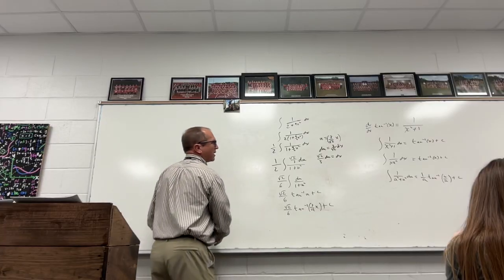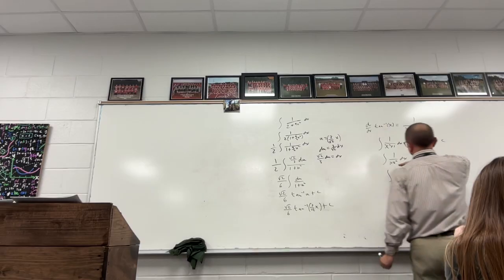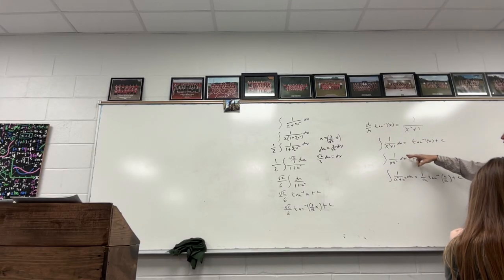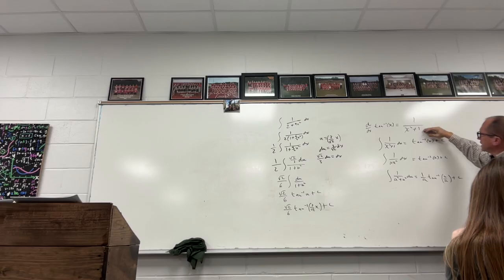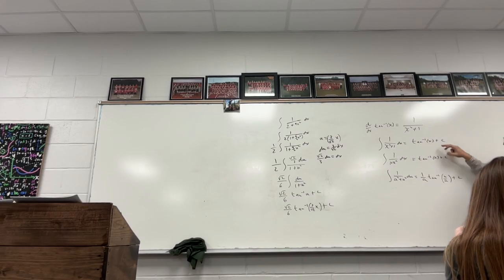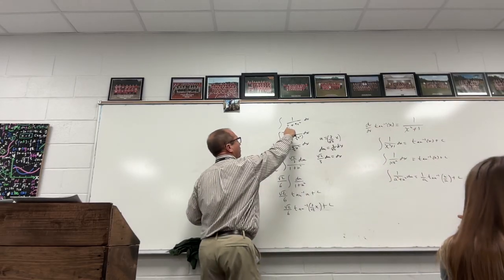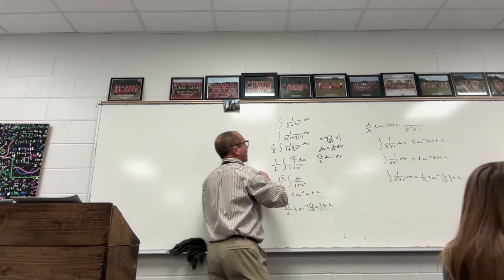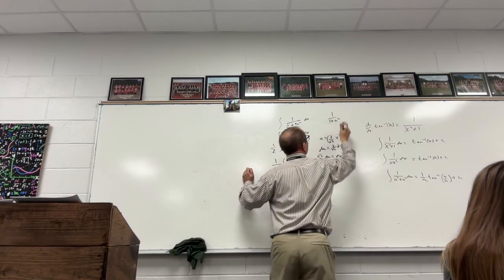And this one's going to be in the form of tangent inverse. We've got an example of that right here. If we know the derivative of tangent inverse of x is this, then the antiderivative of this should be this. So again, we want to turn this into a form of 1 plus u squared.